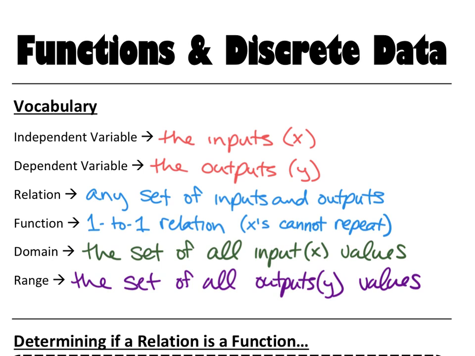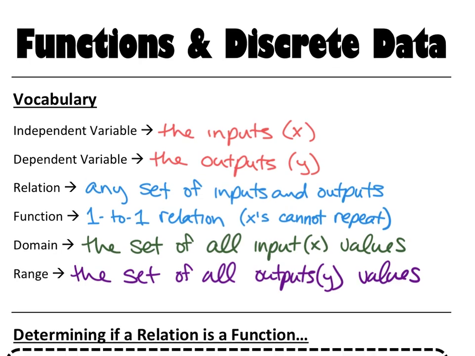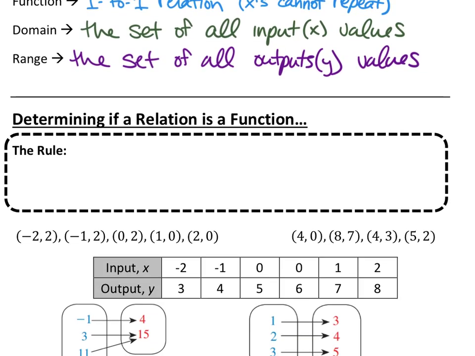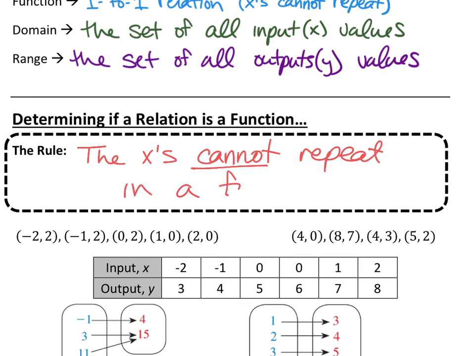Now, quick review from 8th grade. To determine if a relation is a function, we kind of defined it already, but if we're going to check and see if a relation is a function, all we have to do, or the rule we're going to follow, is we have to check and make sure that the x's do not repeat. The x's cannot repeat in a function. You'll see the phrasing y as a function of x. That means we're looking for the graph maybe that has the only ones that do not repeat.